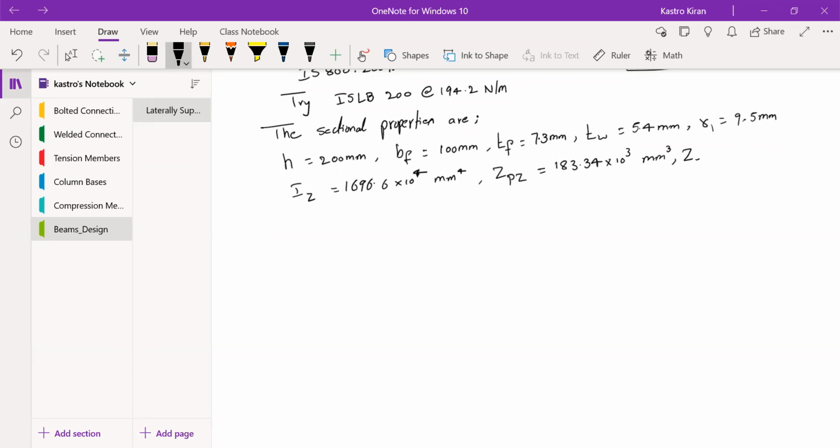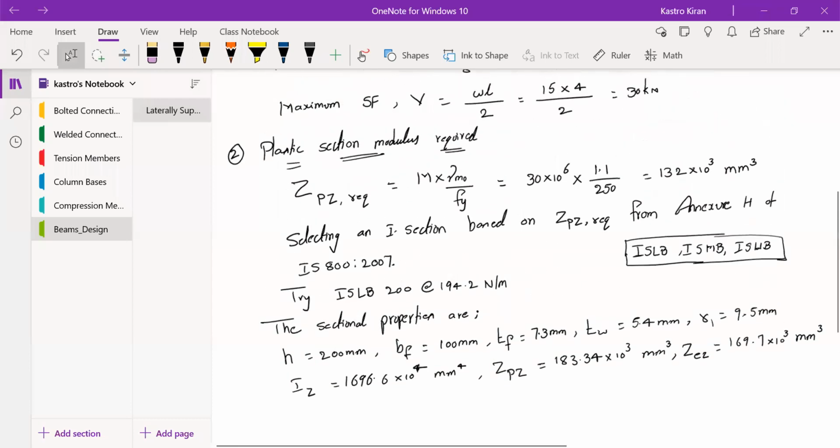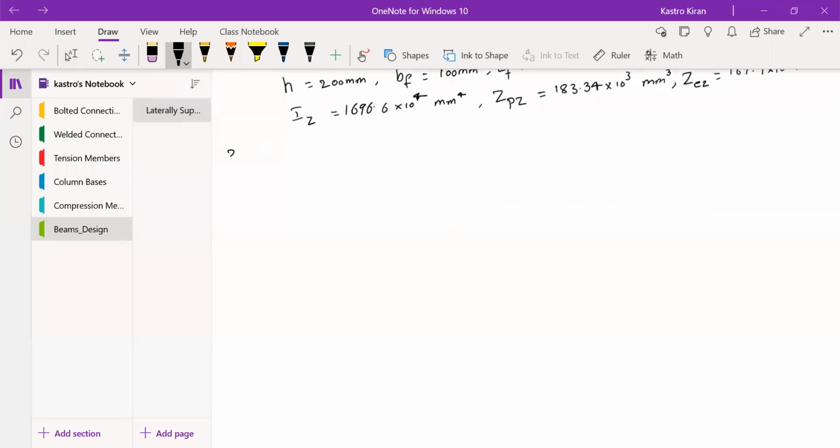And let's also write the value of ZEZ, which is the elastic section modulus, as 169.7 into 10 cube mm cube. So these are the sectional properties of the section which you have selected. So now the third step is the section classification.